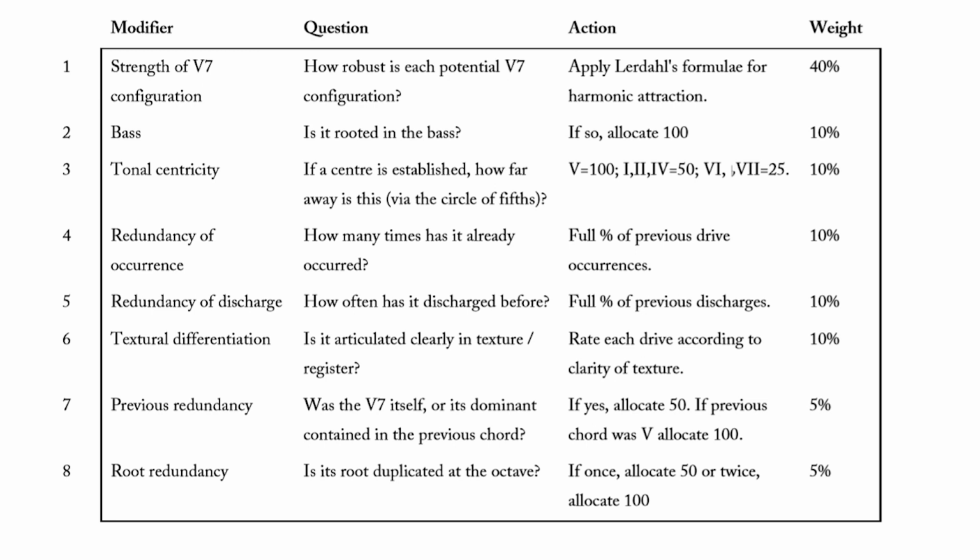In other words, what's its redundancy? How many times has it already occurred? And by this, I give a full percentage of all of the drive occurrences. How many times, for example, has G7 occurred?